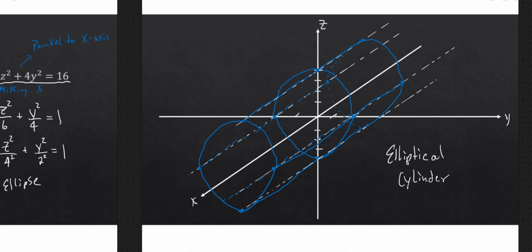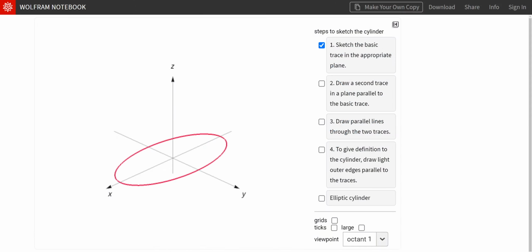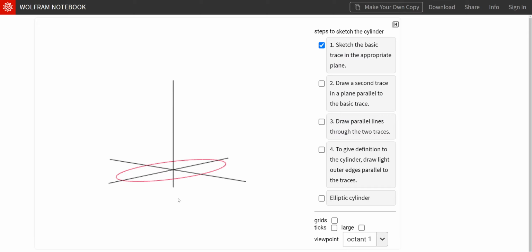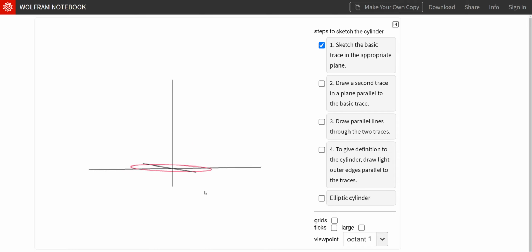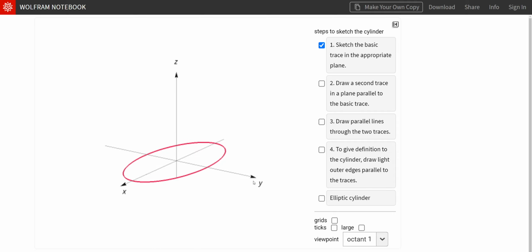Let me jump to something I think I have in our textbook for this. So this isn't quite the one we just looked at. Imagine what the equation of this one would look like. My xy trace is an ellipse, and this is missing the z coordinate. So this will look something like 4x squared plus 2y squared equal to 16, something like that would be about right. And we'd be missing the z coordinate.